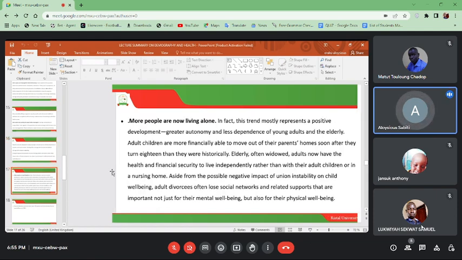More people are now living alone. In fact, this trend mostly represents a positive development, especially for men, because when a man leaves a home and lives alone, there is a sense that they will typically develop. But we're seeing a different trend also in men and females, because a boy or a girl at a reproductive age living alone may necessitate that they have multiple sexual partners, and may mean that they do not understand their sexual linkage.